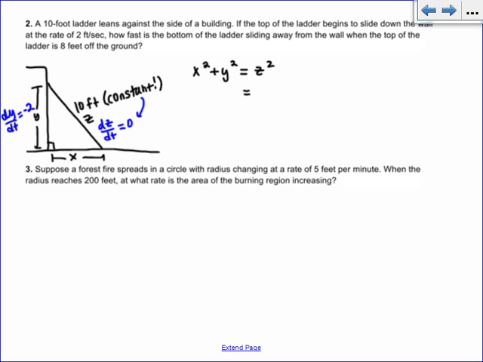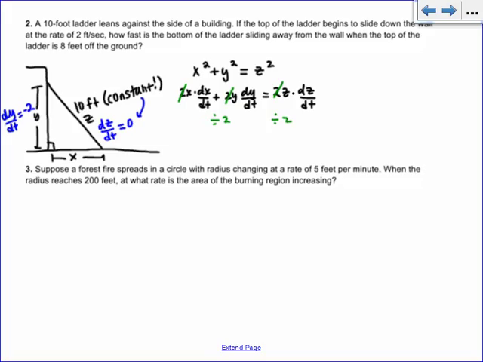Okay, so let's go ahead and take the derivative. So I have 2x dx over dt plus 2y dy over dt equals 2z dz over dt. And we can actually divide everything by 2, just to make our numbers a little bit smaller as we're plugging in. That will always happen on the Pythagorean theorem ones.